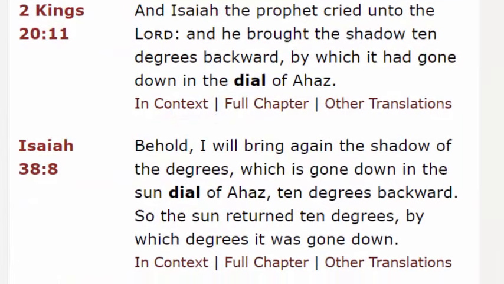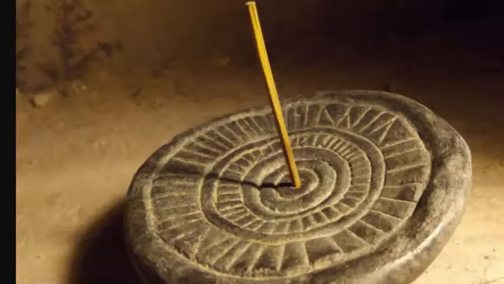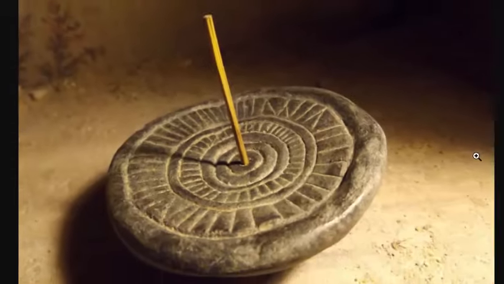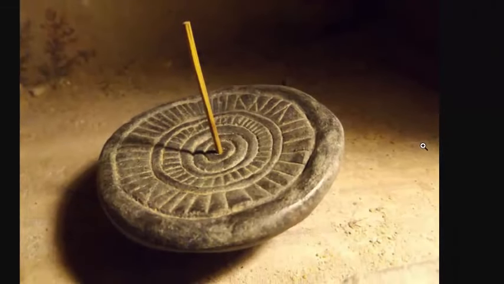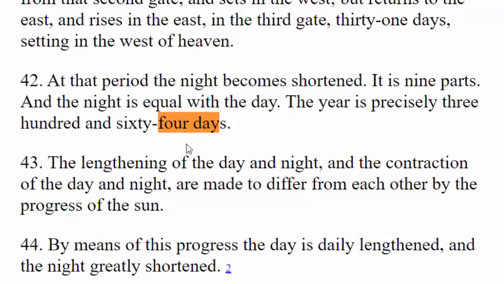We see from the book of 2 Kings chapter 20 and Isaiah chapter 38, they had sundials in order to tell the season. So in ancient time, in order for them to know when the year started, they used a sundial to track the 364th day, which calibrated their calendar every year. But now, that is the last day of the year.